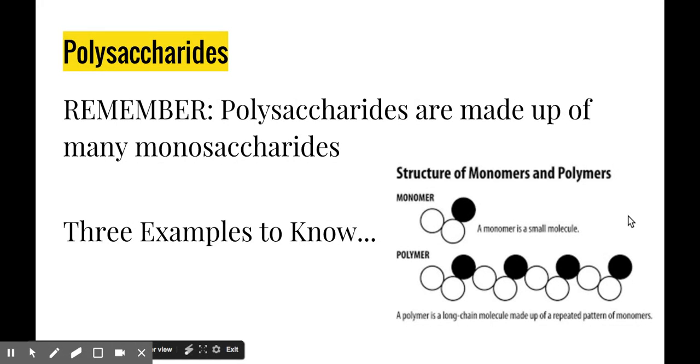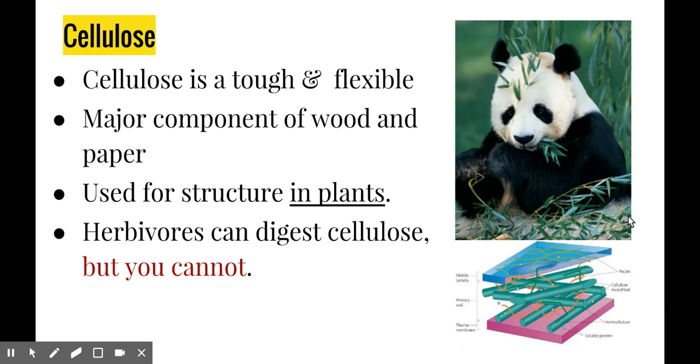The three examples of polysaccharides that I want you to know, the first one is cellulose. Cellulose is a tough and flexible polysaccharide. It's the major component in wood and paper. As you write your notes down, you are writing them on cellulose. That's what your paper is made out of. And it's used for structure in plants. If you look over to the right-hand side, you'll notice a picture of a panda. He's an example of an herbivore that's able to digest this cellulose. You are not able to do this.